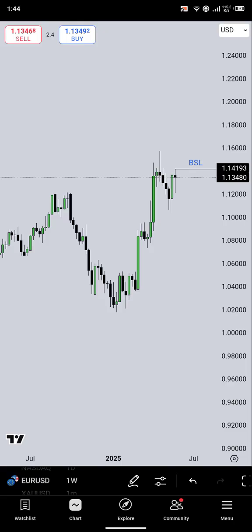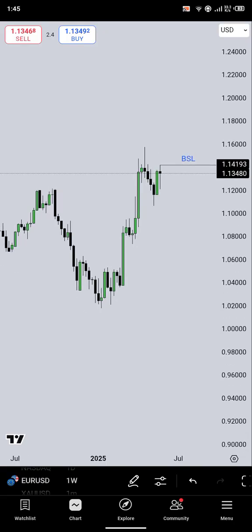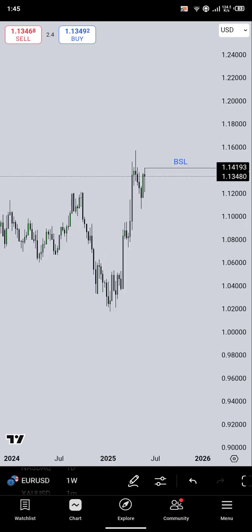So in order for me to get a more accurate precision on where the market is more likely to go to, I start from the higher time frame. So this is a Euro USD chart and we are on the weekly time frame.